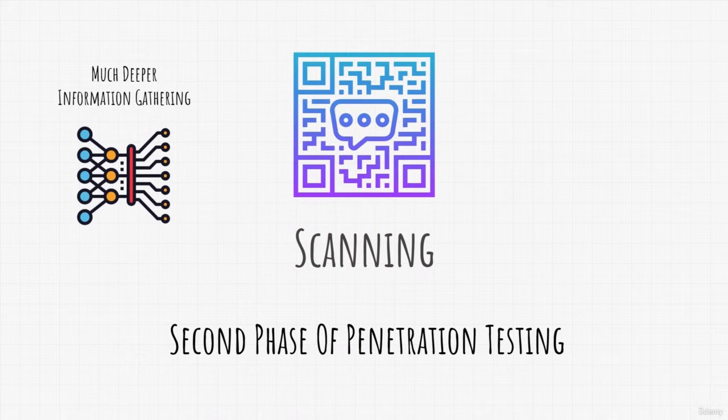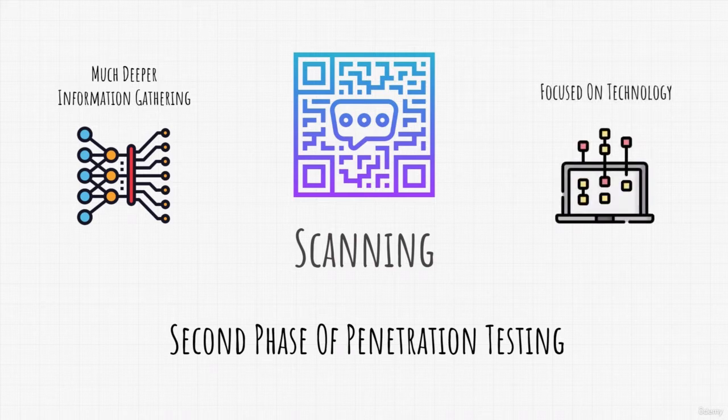Also, while in the first phase we gathered all kinds of information such as emails, phone numbers and a bunch of other things, in scanning we are mainly focused on the technology side. So we want to find out as much as we can about our target's technical aspects. We're going to talk in just a second about what exactly we are looking for in this stage and what the goals of this stage are.